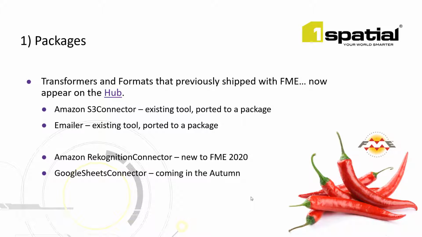The Amazon Rekognition connector is a brand new transformer to FME 2020. There's quite a lot of machine learning and artificial intelligence tools creeping into FME now. That's one of those. And the Google Sheets connector is going to be deployed as a package in the autumn. That one may be backwards compatible to FME 2019, because Google are changing the Google Sheets API in the autumn, so SAFE are going to have to change the way they connect to it, and that's being deployed this way as a result to make things easier.